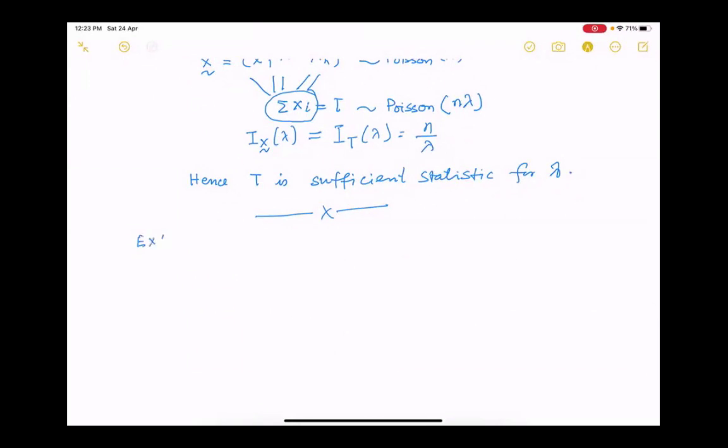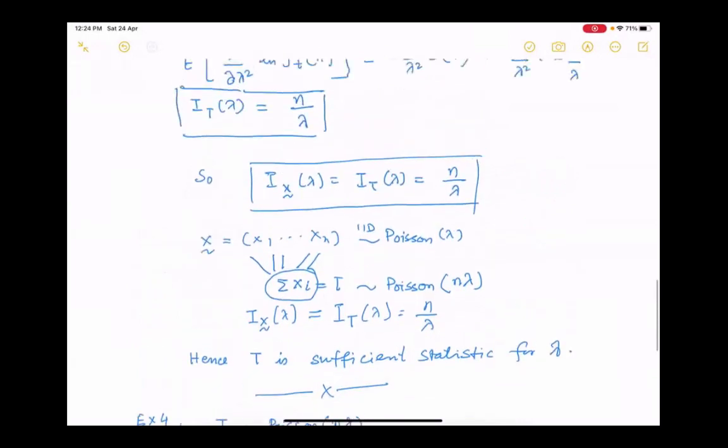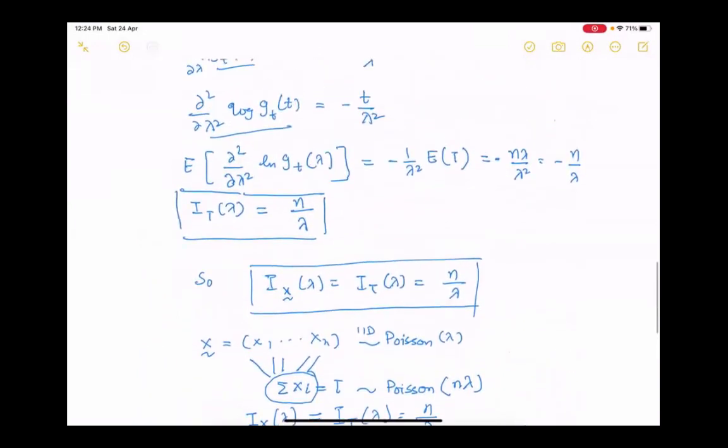Now, excuse me, sir. Yeah. Sir, when you are calculating the information for nλ, in example 3 which you showed, here T follows Poisson(nλ). So why can't we just replace λ with nλ, because it's Poisson, and relate example 1 and 3? I was thinking it would come out to be 1 by nλ.